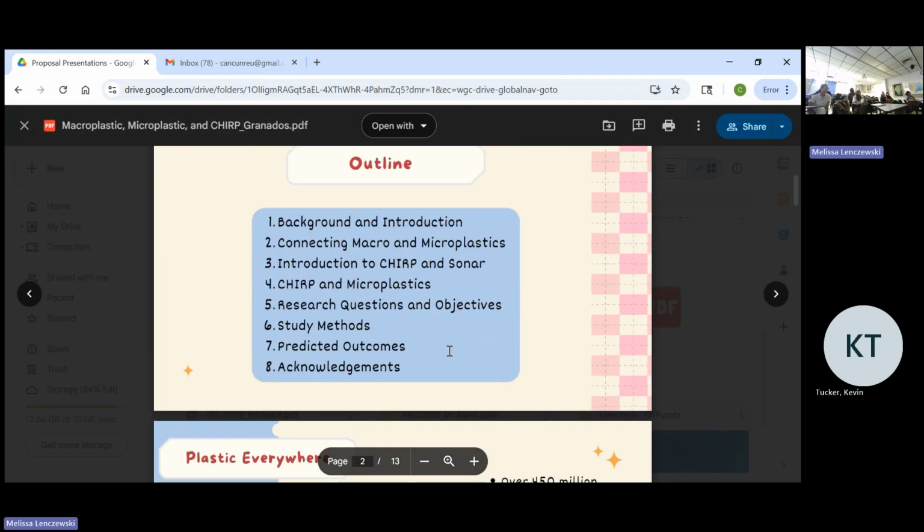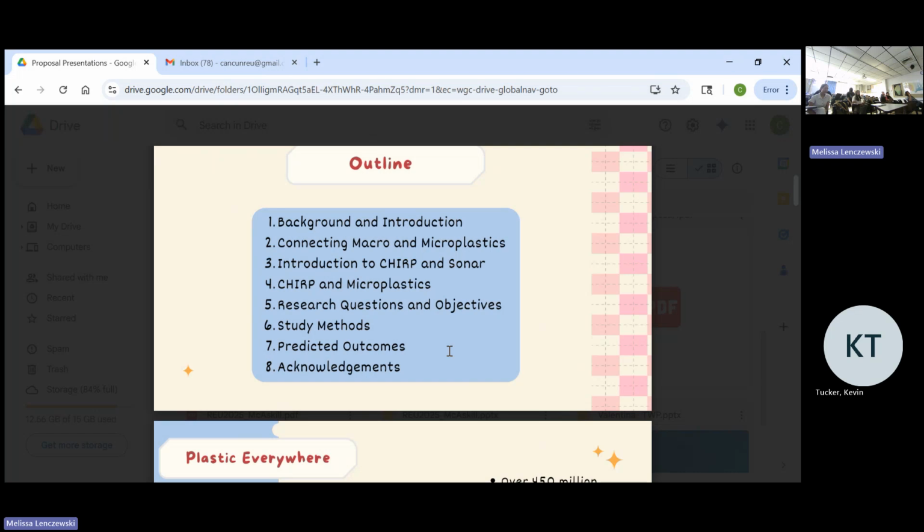So just a quick outline of the presentation. We're going to go through some background and information of the project. We're going to connect macro and microplastics together. We're going to have an introduction to chirp and sonar and how it specifically relates to my project, in addition to what the last presentation talked about. We're also going to look at my research questions and my objectives, my study method, my predicted outcomes, and some acknowledgements.